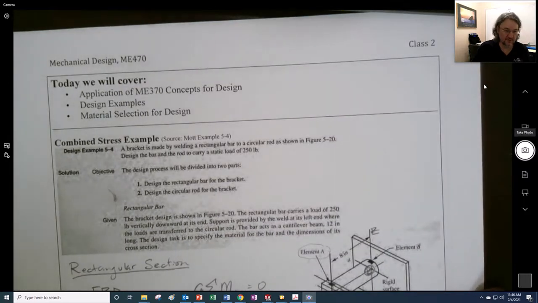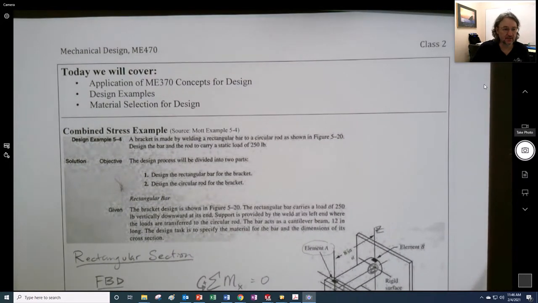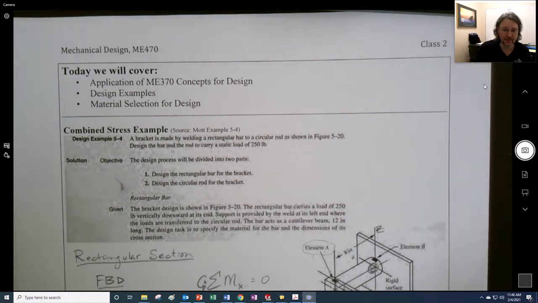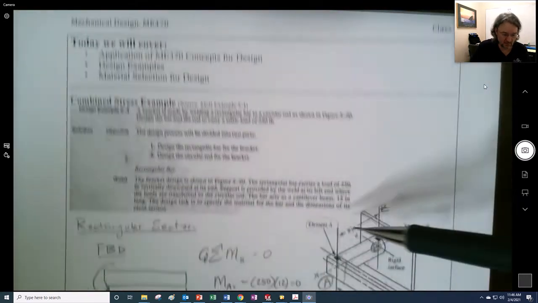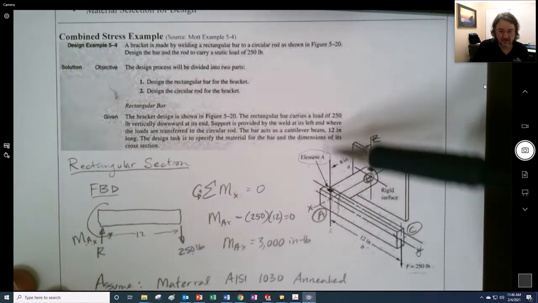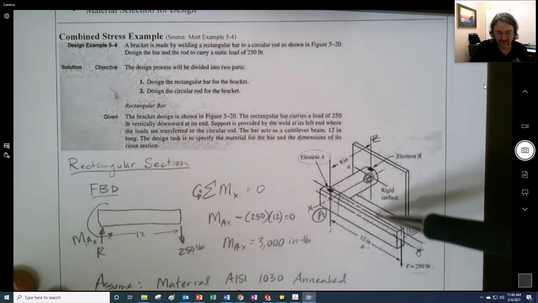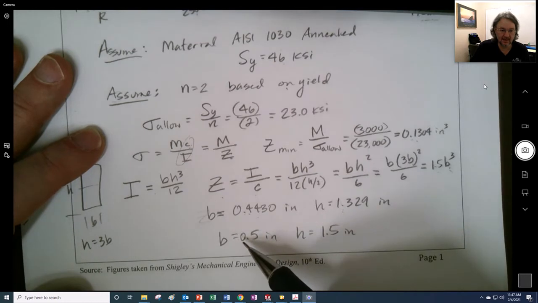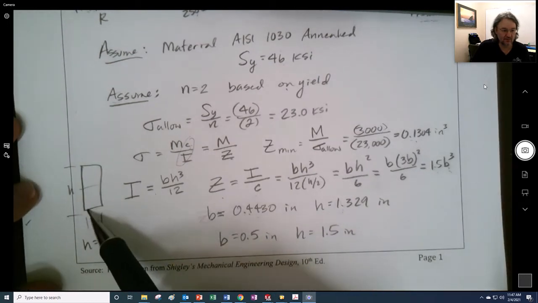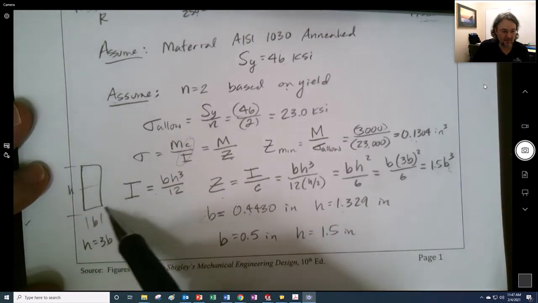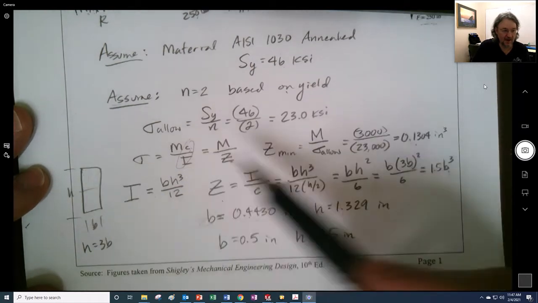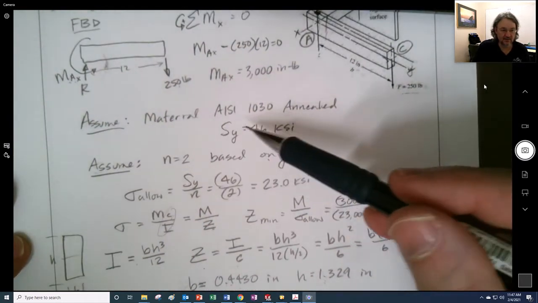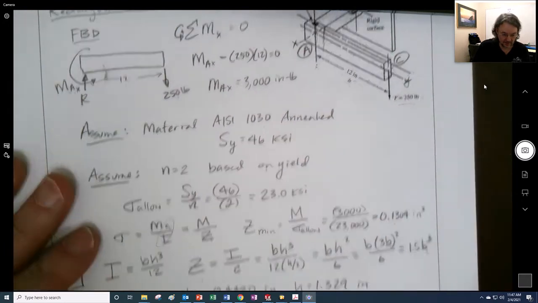Part 2 of this first example here. I had office hours, so I had to speak with my graduate assistant, so I had to chop this thing in half. Here's the example where we were taking this and designing it. We have the rectangle designed. We ended up deciding that it was going to be 1.5 wide by 0.5 wide by 1.5 high. We decided to use 1030 annealed steel.